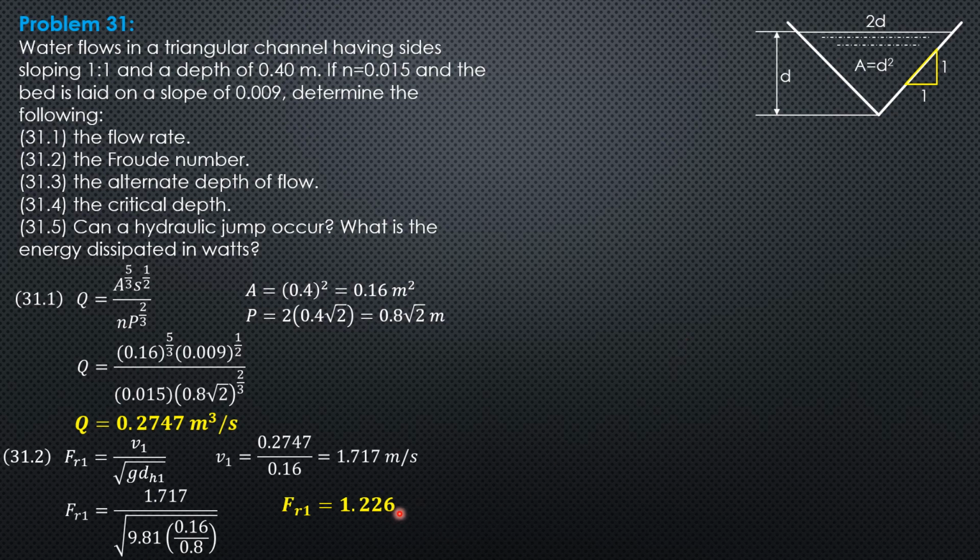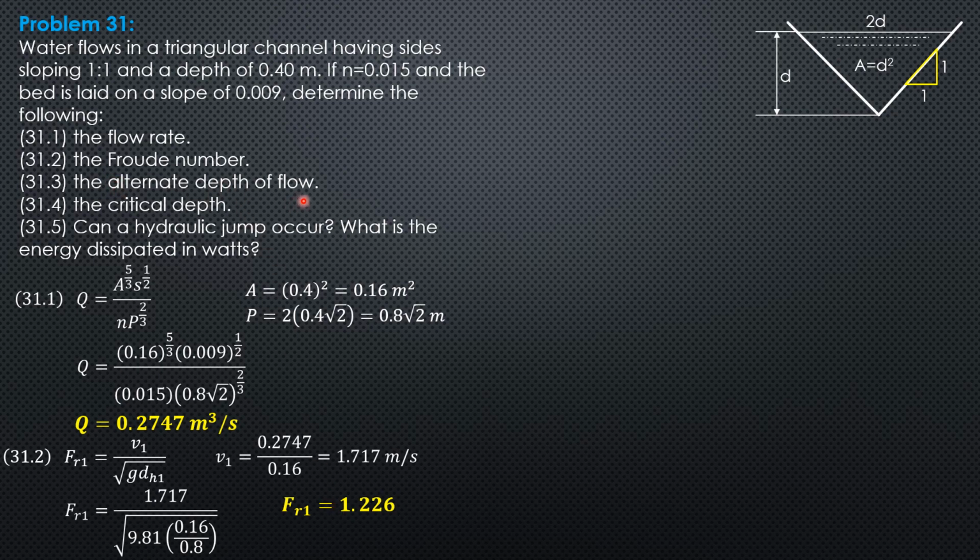So when the depth of flow is 0.4, the flow is supercritical, and therefore a hydraulic jump can occur because it begins with supercritical flow. Remember the phenomenon of hydraulic jump: it will only occur if the flow is supercritical. Then after the jump, it becomes subcritical. The Froude number is expected to be less than 1 for that case.